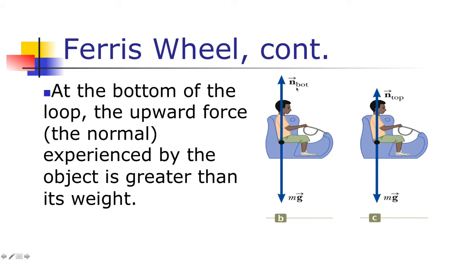One is the normal force when he was at the bottom, and the other one is the normal force when he was at the top. So in both scenarios, there's a net force that is equivalent to the centripetal force. So there will be a net force. Net force means, in both cases, so when he was at the top, centripetal force is in this direction.